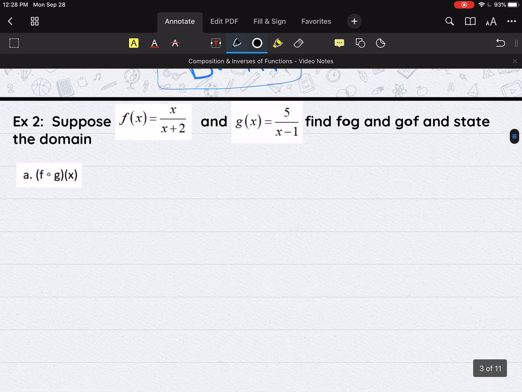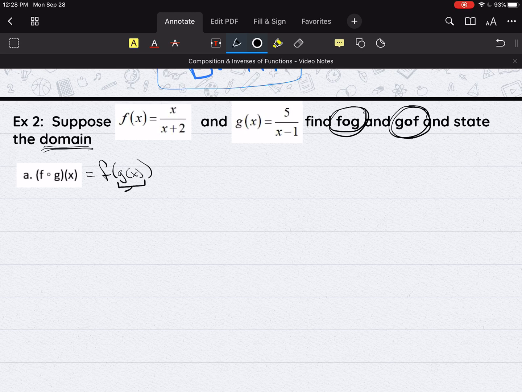Now, next example. So I have my two functions. This time it's asking me to find f of g of x and g of f of x, and then to find their domains. So let's do the first one, f of g of x. I'm taking g of x and plugging it into f. So I'm taking 5 over x minus 1 and replacing the x's in f of x with 5 over x minus 1. So that would look like this.